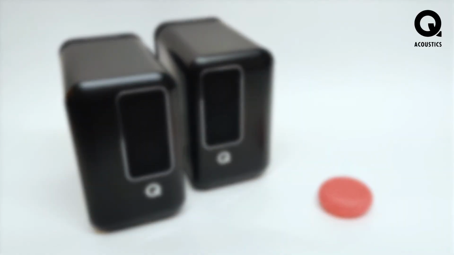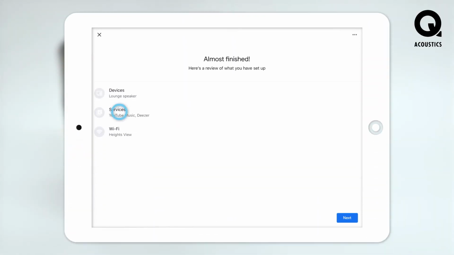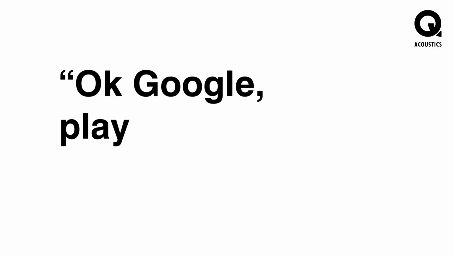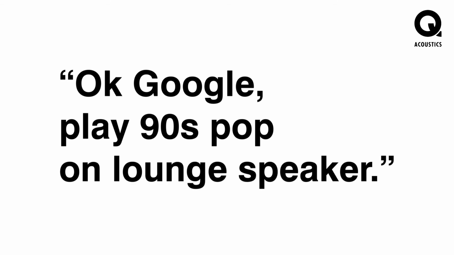If you have added a music on demand service account to Google Home, then you can also select specific music to play, such as, "OK Google, play 90s pop on lounge speaker."